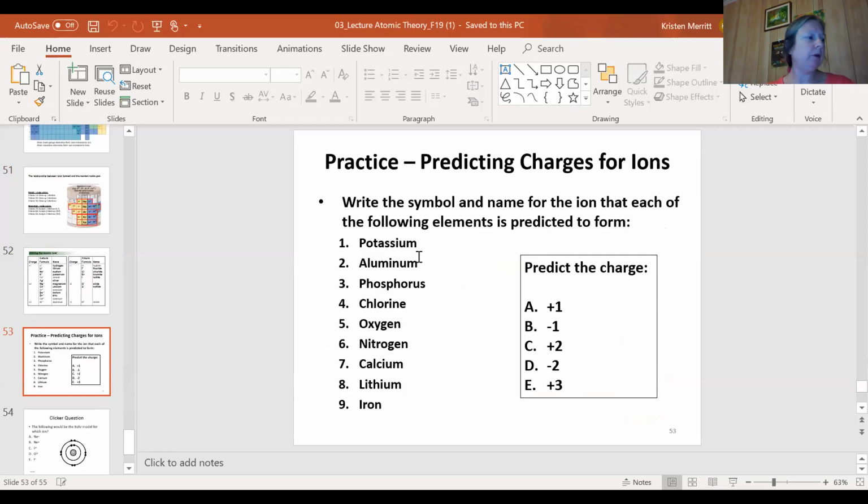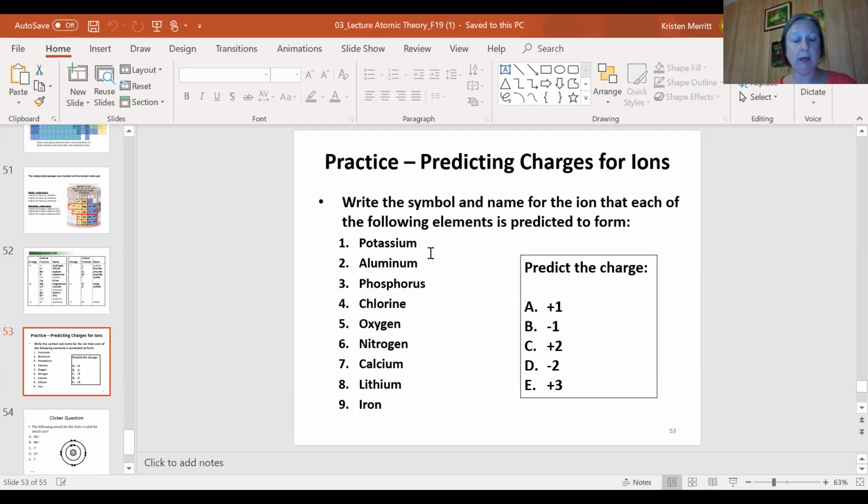So potassium, and you can look at your periodic table as I go through these. Where is potassium? I'm just going to verbally do it, but you can look at your periodic table as I go through these. Potassium is in group 1, period 4, but it actually doesn't matter that it's in period 4. The fact that it's in group 1, it's going to lose 1 electron. It's the easiest thing to do. Therefore, potassium will have a +1 charge because it's going to lose 1 electron. So that will be A.